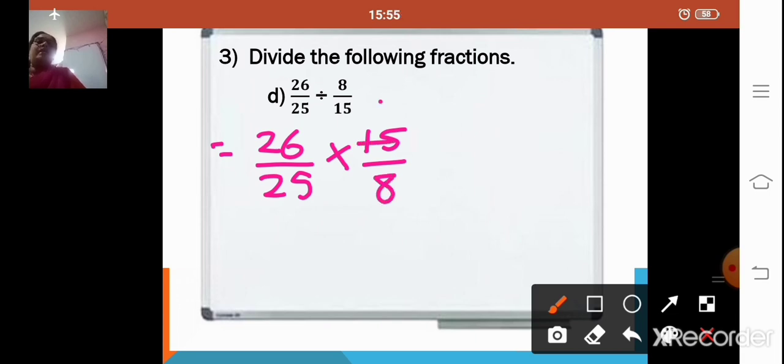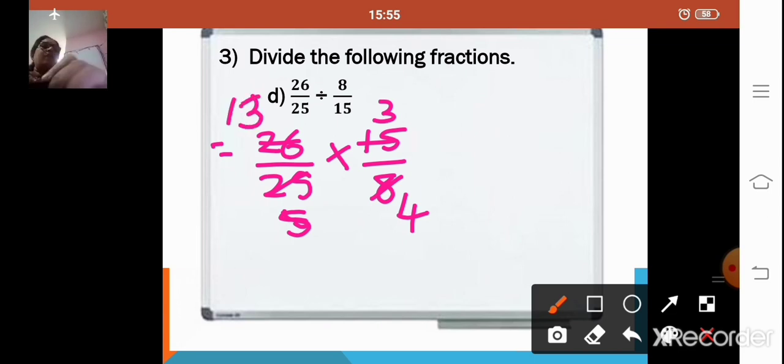Now 5 threes are 15, 5 fives are 25. Yes. Now 8 and 26 is divisible by 2. So 2 fours are 8, 2 ones are 2, 2 threes are 6. Now is there any other number divisible? No. Can you simplify anywhere else? No. So now directly multiply 13 into 3, that is 39 upon 5 fours is 20.